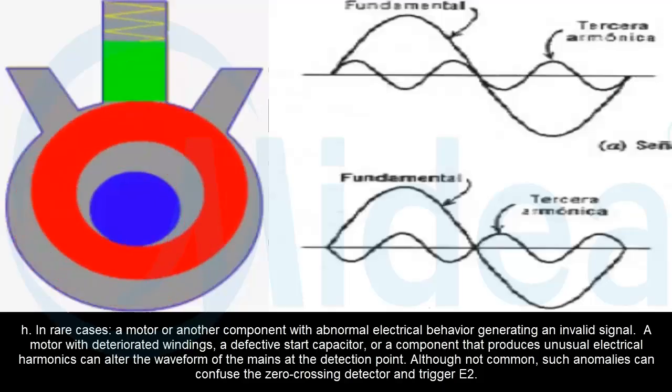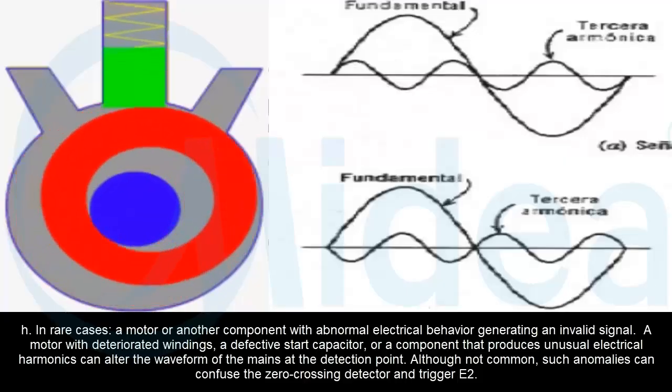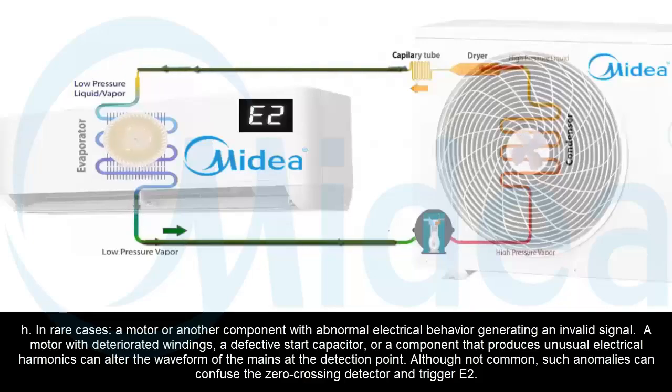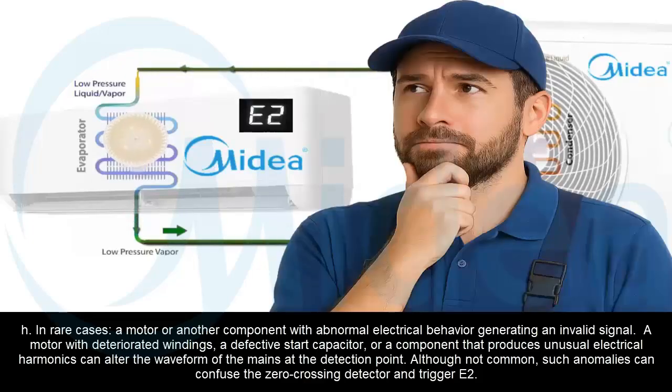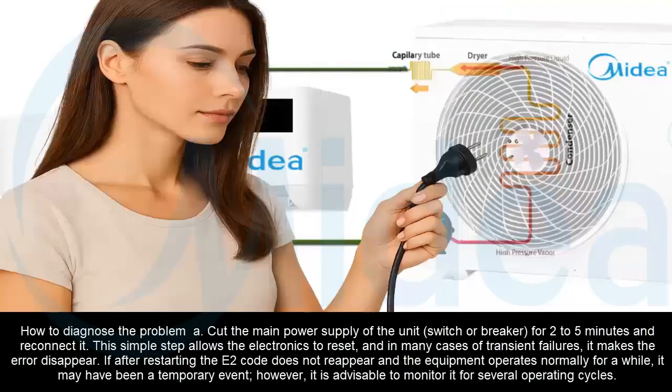A motor with deteriorated windings, a defective start capacitor, or a component that produces unusual electrical harmonics can alter the waveform of the mains at the detection point. Although not common, such anomalies can confuse the zero-crossing detector and trigger E2. How to diagnose the problem?